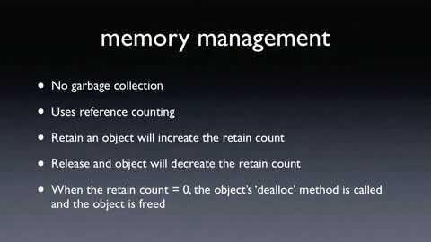The iPhone doesn't use garbage collection, it uses a reference counting system. If you want to keep a reference to an object, you have to manually call the retain method on that object. When you create an object, it will have a reference count of 1. When you're done with that object, you call the release method. When the reference count on that object reaches 0, the system will automatically call the dealloc method on that object and free up the memory.